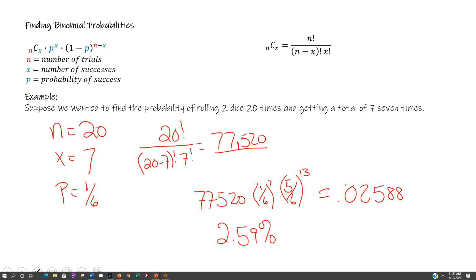Does everybody remember how to do that? That makes sense to everybody. We're kind of familiar with that. We're comfortable with doing that math because this is what you're going to need to be doing on the test.